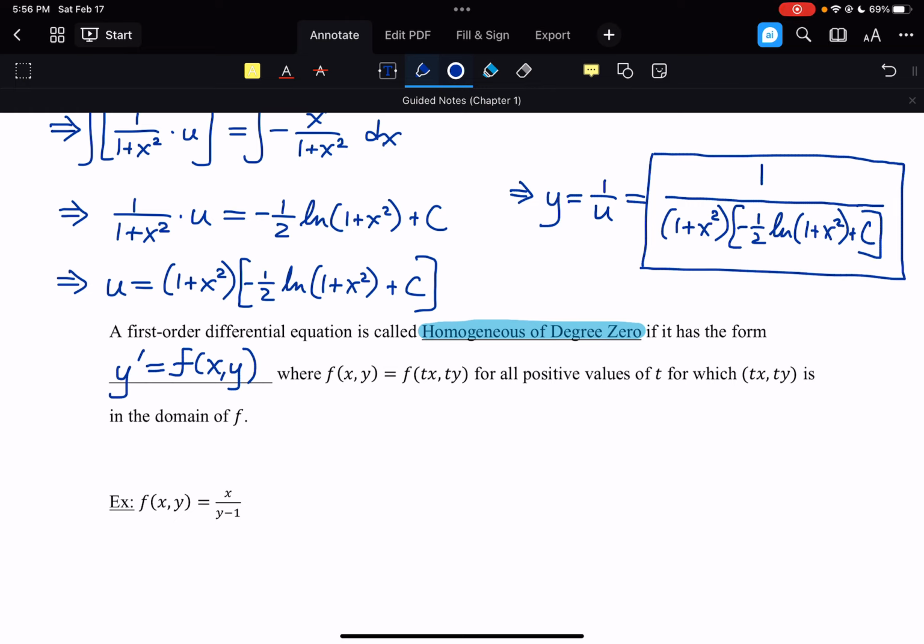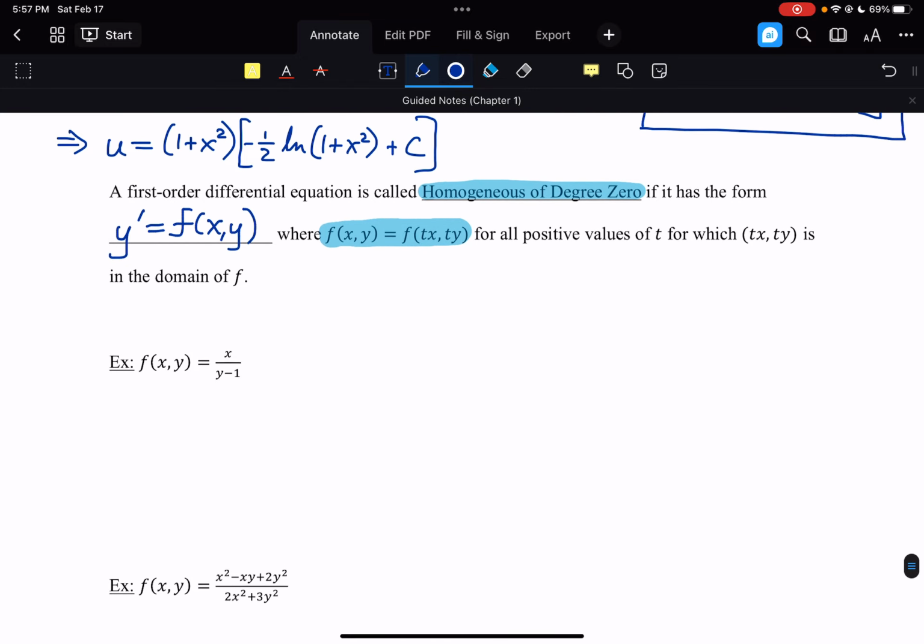So if we can write the differential equation in a functional form in terms of x and y exclusively, and this relationship holds true, where the function f of xy could be replaced with tx and ty with no change to the function. If it obeys that property, then we say that it is homogeneous of degree 0, and then we can apply the technique we'll see on the next page. But let's just try a couple first, just identifying.